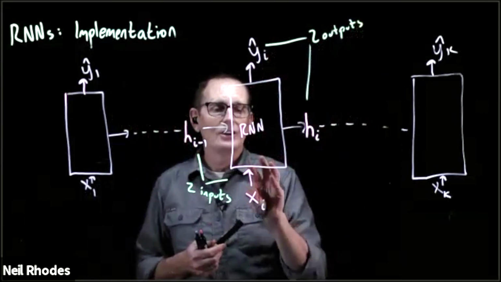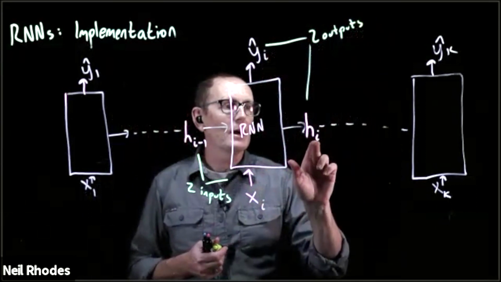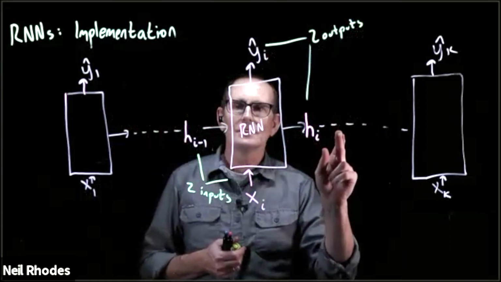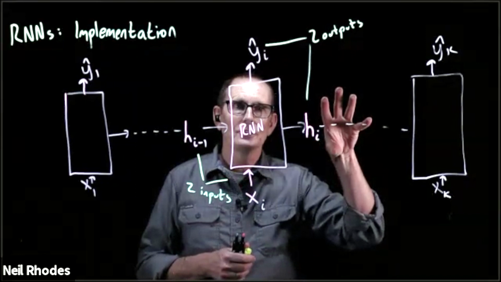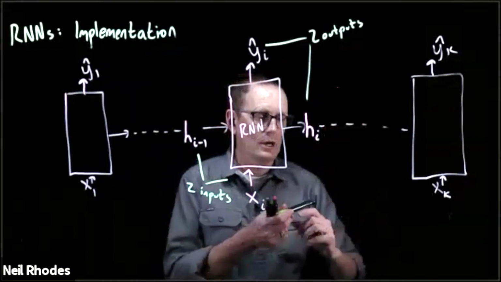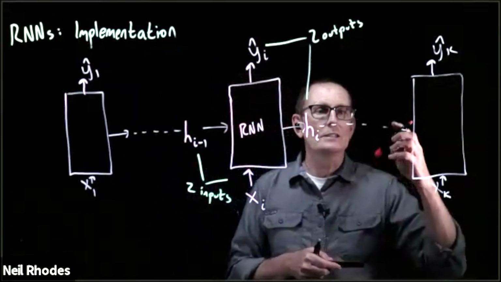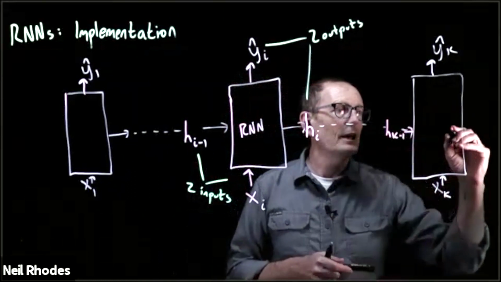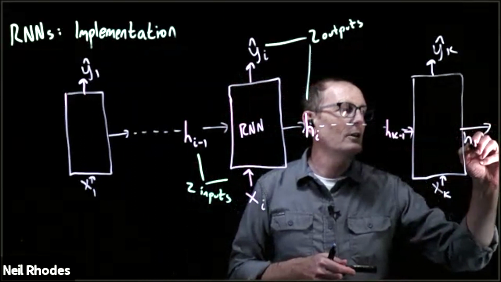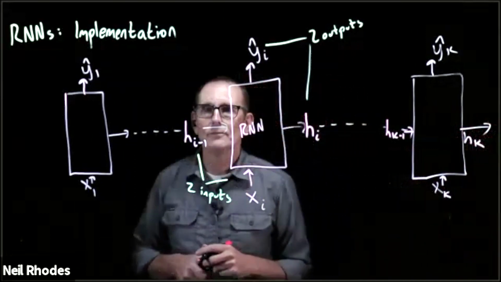And then the output, H sub I, gets fed in as the input to the I plus first iteration, and so on, until finally we get to here, H sub k minus 1 goes into here, and spits out H sub k, which usually we don't care about.